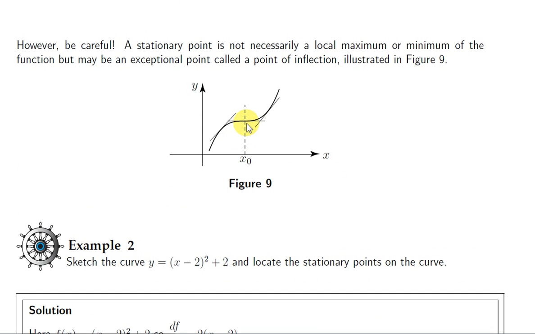Now we have to be careful because a stationary point is not necessarily a maximum or a minimum. Take this function here. Look at the tangent to this function at the point x0. We see that the tangent is a horizontal line, so the derivative of this function at x0 is zero. But as we can see, this point is not a local maximum or a local minimum. So it is a stationary point.